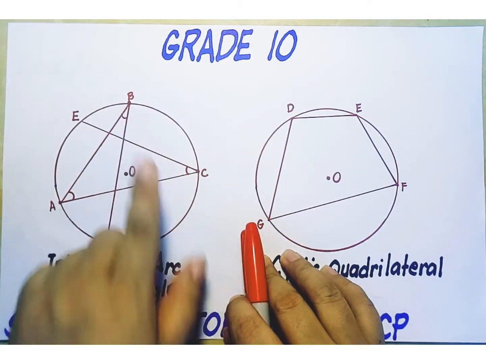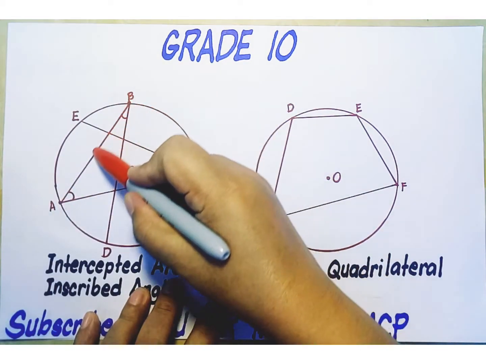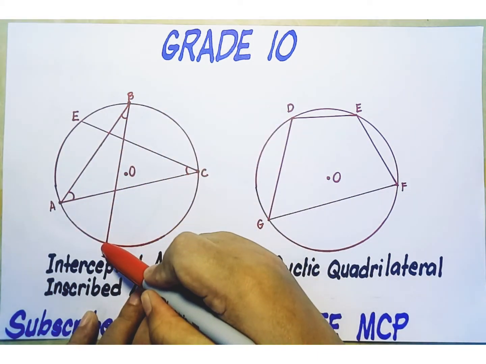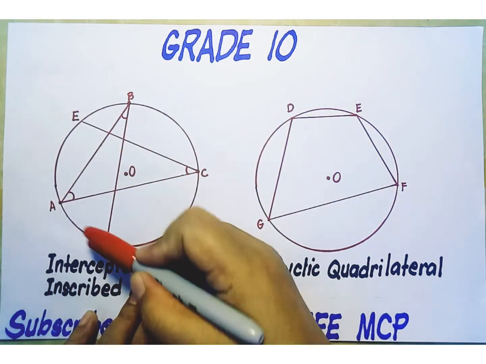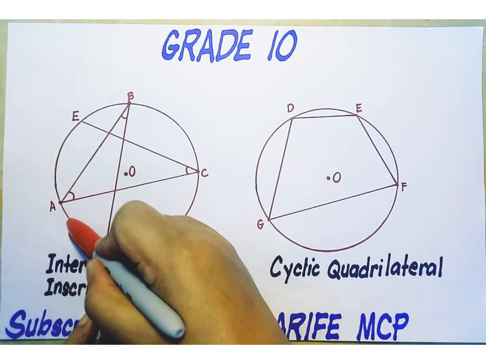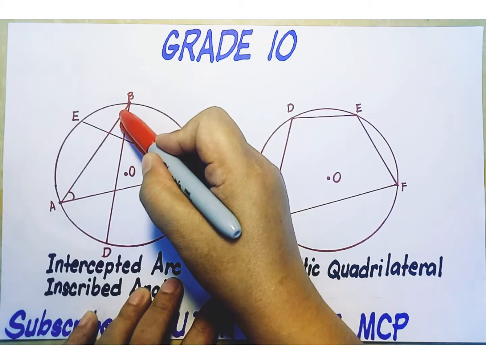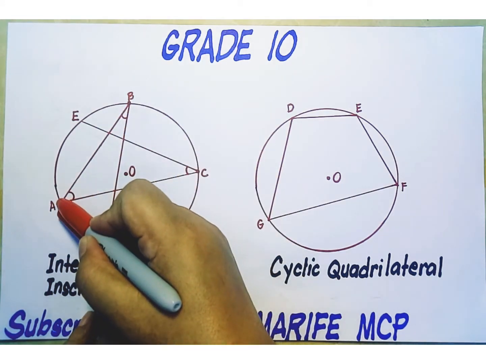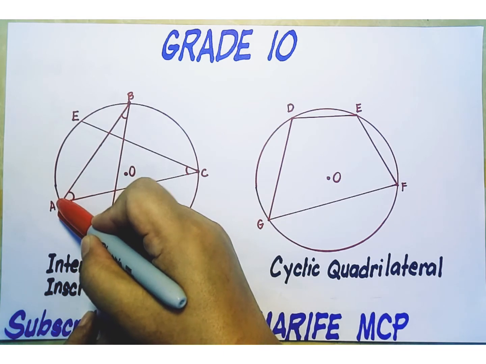Look at angle B. These are the sides of angle B. We have chord BA and chord BD. The two chords enclose this section. Therefore, this is the intercepted arc of angle B. And we call this arc AD or arc DA.